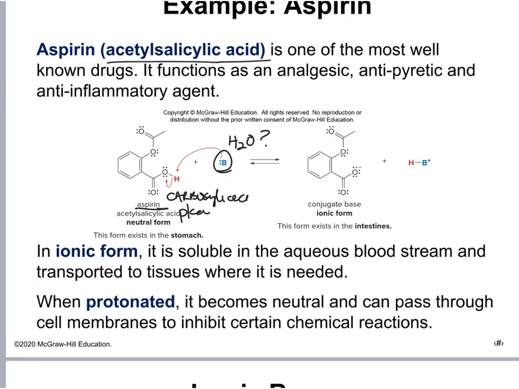Your pKa here would be carboxylic acid of 5. So that's a carboxylic acid. And then this is your conjugate base. What if that was water? So if that picked up a proton, what's the pKa value? 1.7. So in water, it's going to be more towards the protonated form.